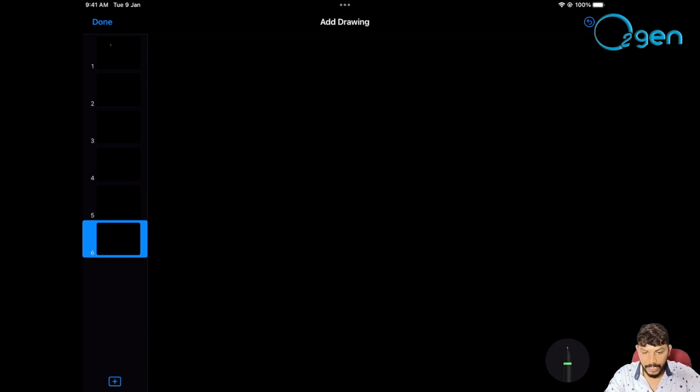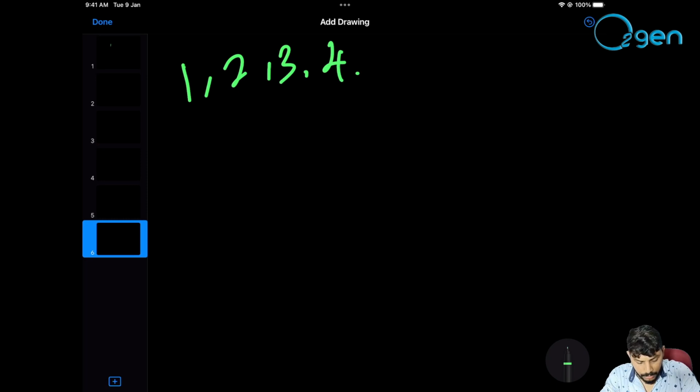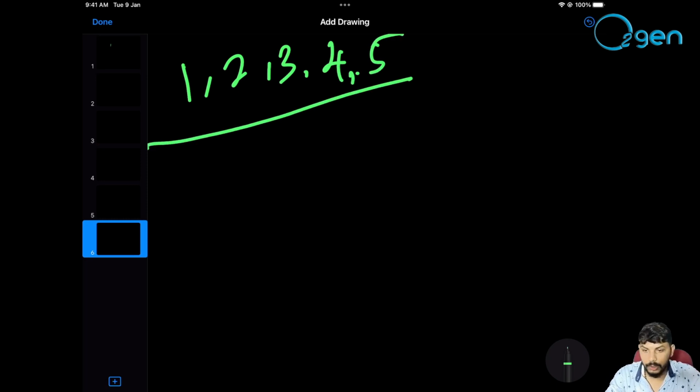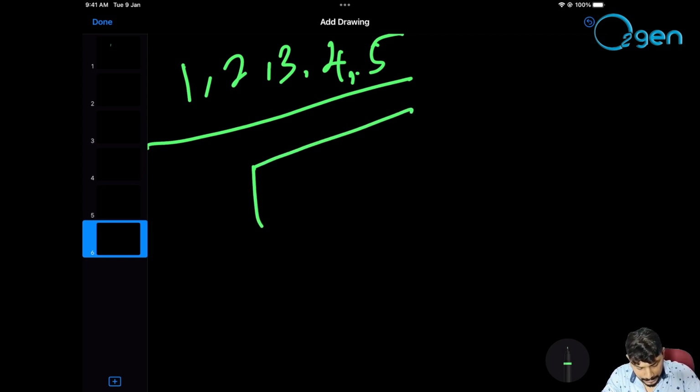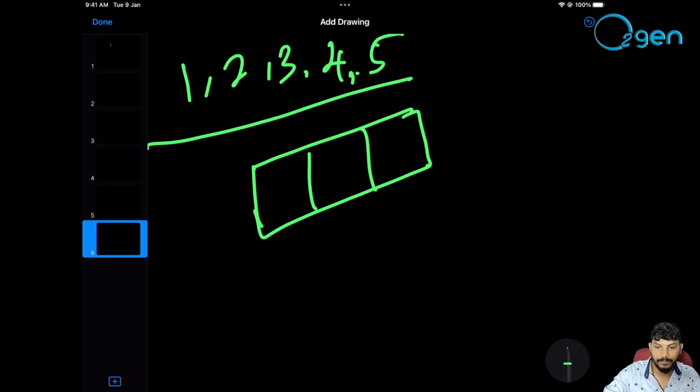Next is permutation. You all know that permutation is nothing but the arrangement of things or objects. Let me take a simple example. First we will take the arrangement of numbers. There are five numbers: 1, 2, 3, 4, 5. How many three-digit numbers can be made from these five numbers?